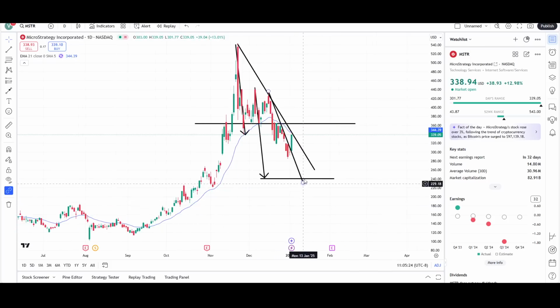So again, a huge pop up from MicroStrategy today, about 13%. It's probably going to continue higher from here, probably the 340s, maybe in the 350s by the time this is all done. So let's go over the reasons why.